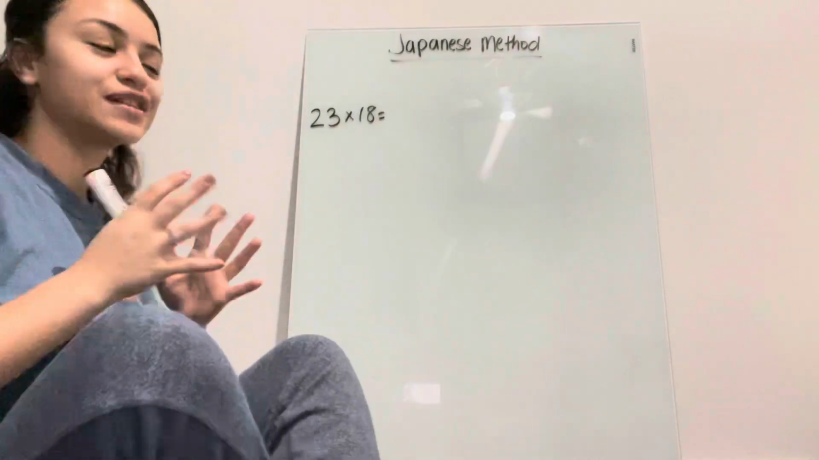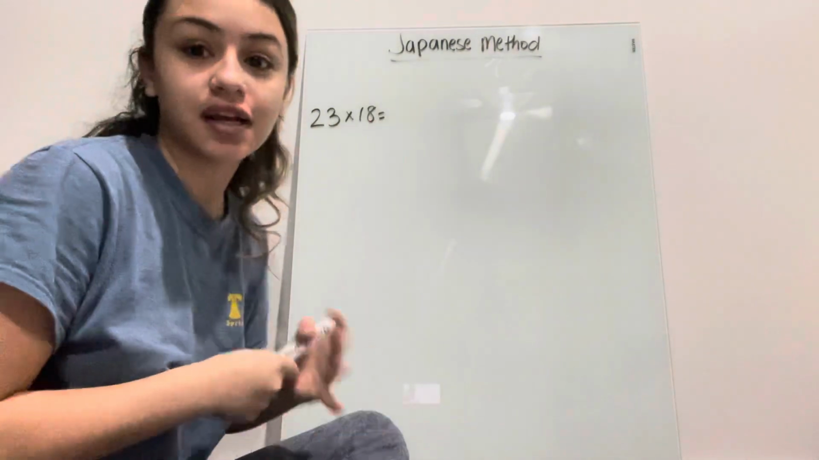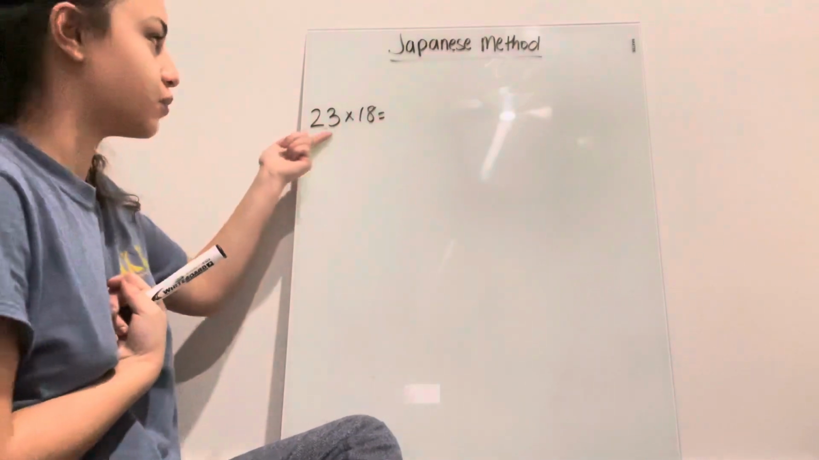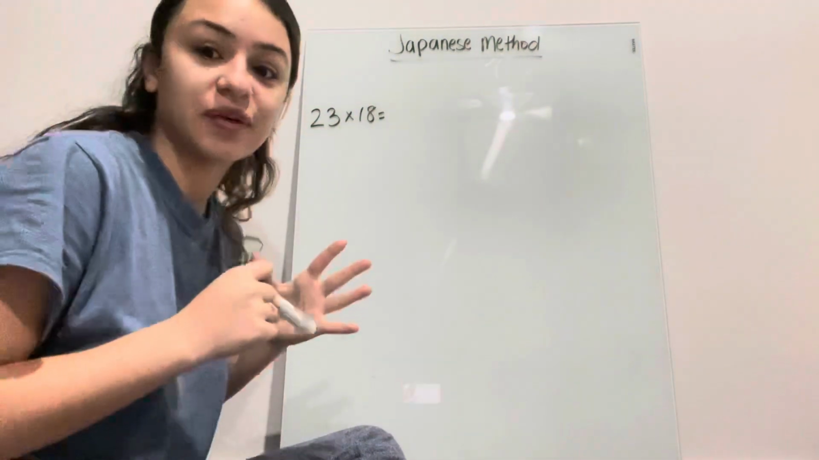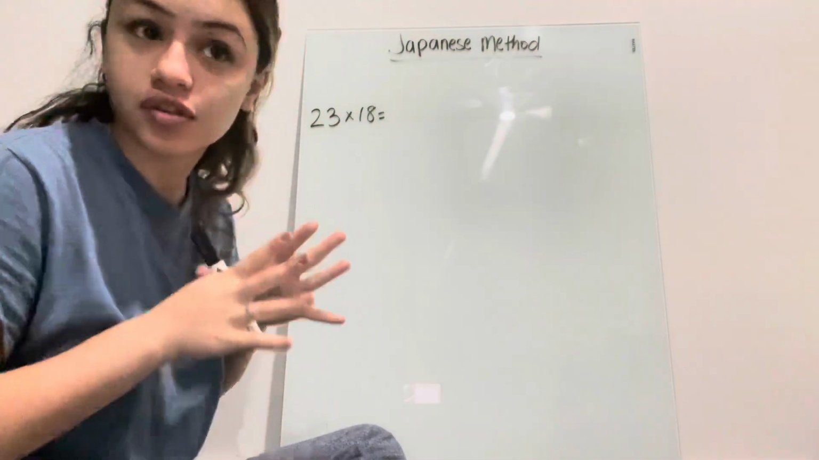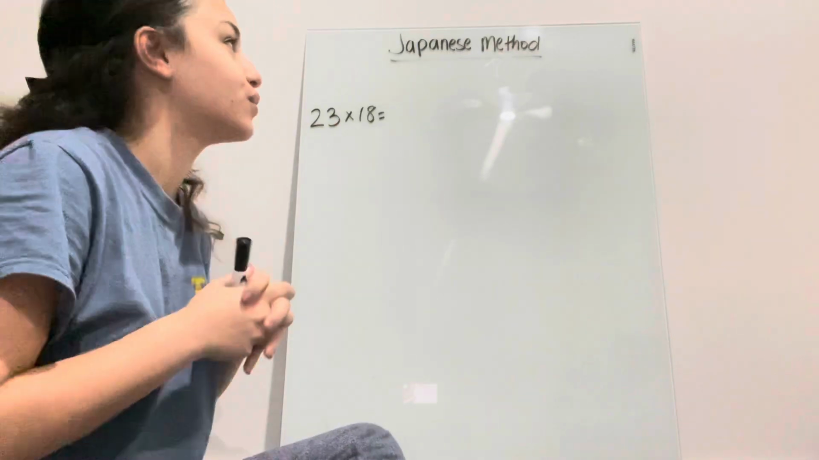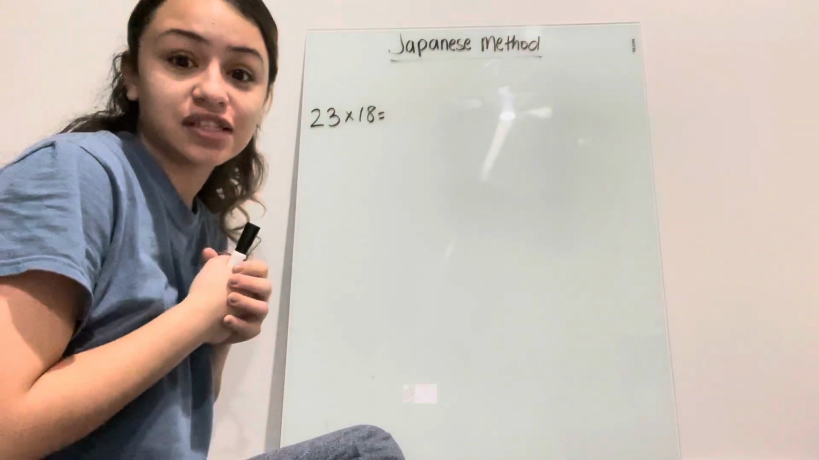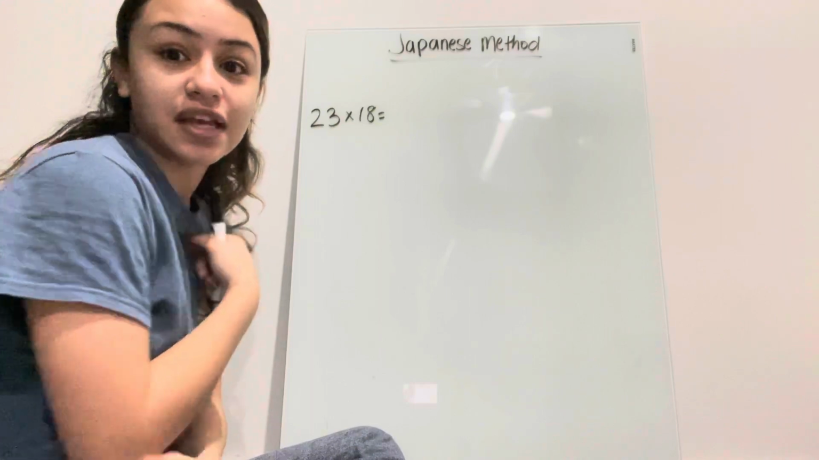Hello everyone, so we're learning something new and cool today. We're learning how to multiply double digits, like the ones right here, in this new way. We're learning through the Japanese method. I heard this is what they do in Japan. So, I hope you guys are really excited to learn this, and we're going to get right into it.